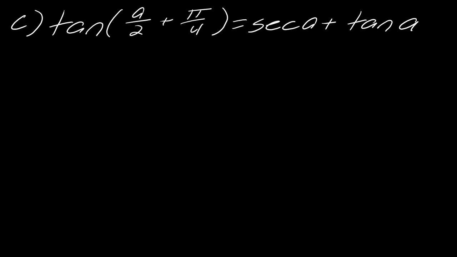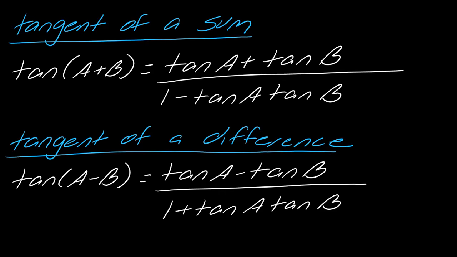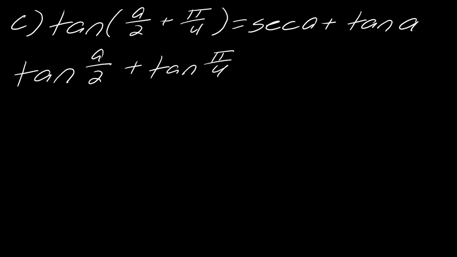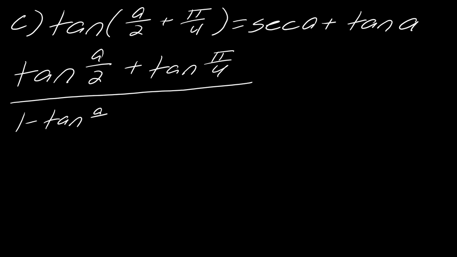Okay, so for C here, I have tangent of a over 2 plus pi over 4 equals secant a plus tangent a. So again, I have no idea how to start this one. I just see that I'm using the tangent of a sum. So what the heck? Let's use the tangent of a sum and let's see what happens. Maybe it works, maybe it doesn't. Okay, so I'm going to write the tangent of a sum. So this will become tangent of a over 2 plus tangent of pi over 4, and then all of this over 1 minus tangent of a over 2 tangent of pi over 4.